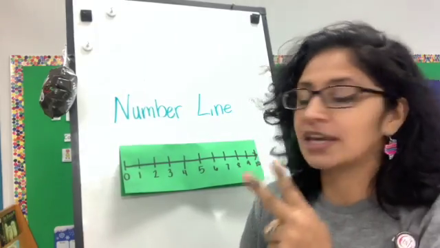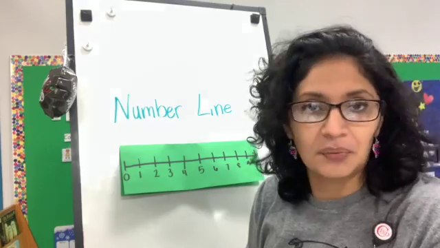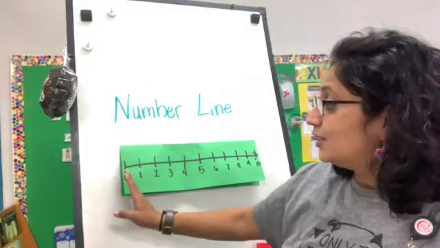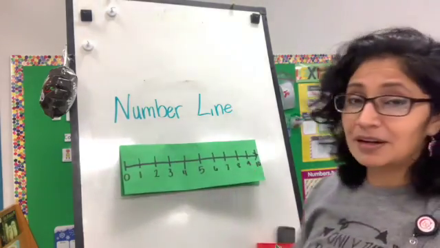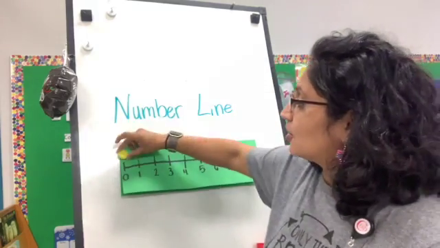We know that we have to count from left to right because that's the direction that we count our numbers. And we also know that we have to count in order. You helped me put the numbers in order on my number line already, so I already know that they're in order. So we start at 0.